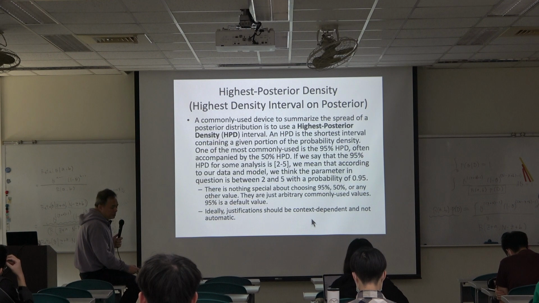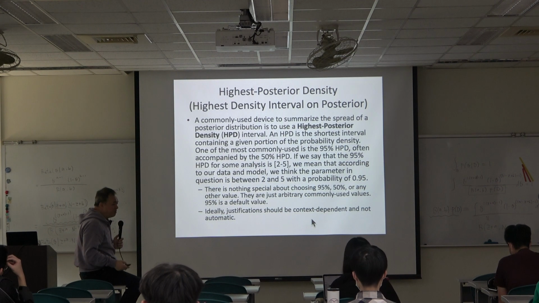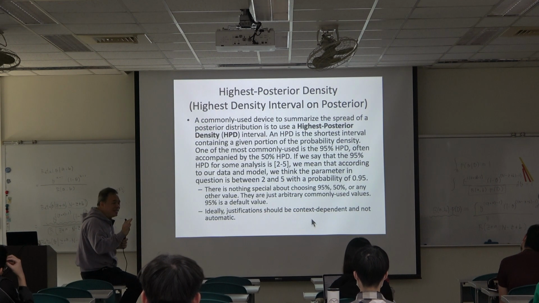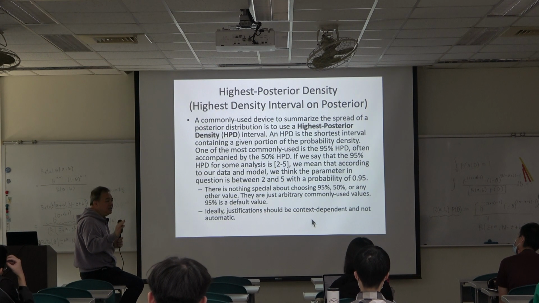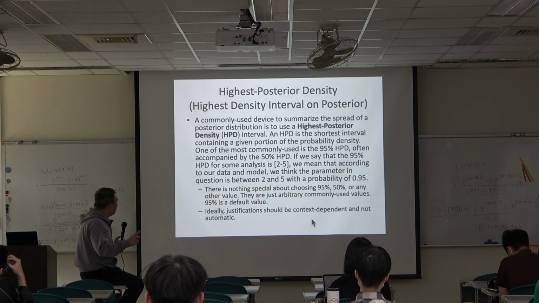When you say HPD, of course it must refer to a posterior. But when you say HDI, it does not necessarily indicate a posterior distribution. But no matter whether you are talking about HPD or HDI, it must describe a probability distribution. So what is this HPD or HDI?